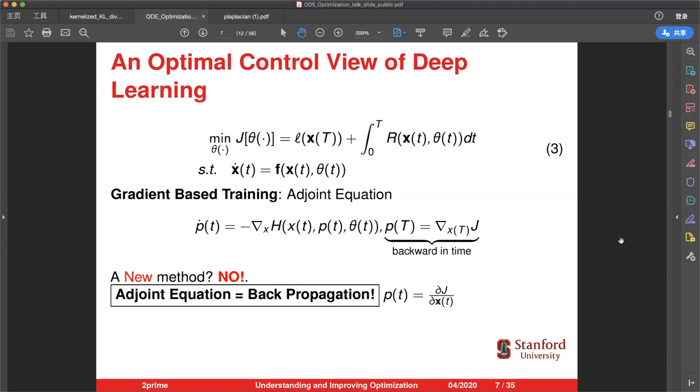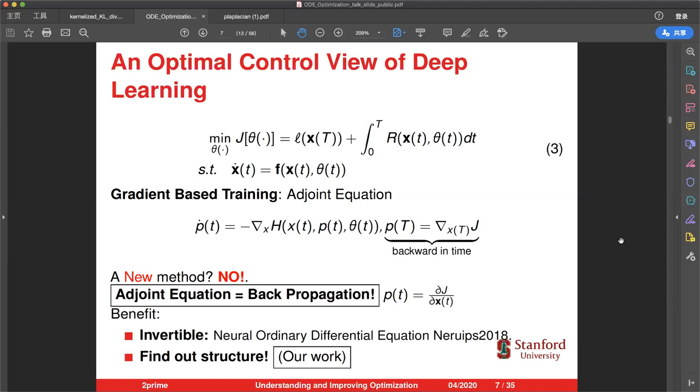So if they are the same, why can the optimal control formulation help? For the previous papers, like the neural ordinary differential equation, it looks like an ODE, and because it's an ODE, the solution has some uniqueness. So the ODE is an invertible model. But our work will give another answer. If you go to these formulations, you can find the structure of optimizing a deep neural network.